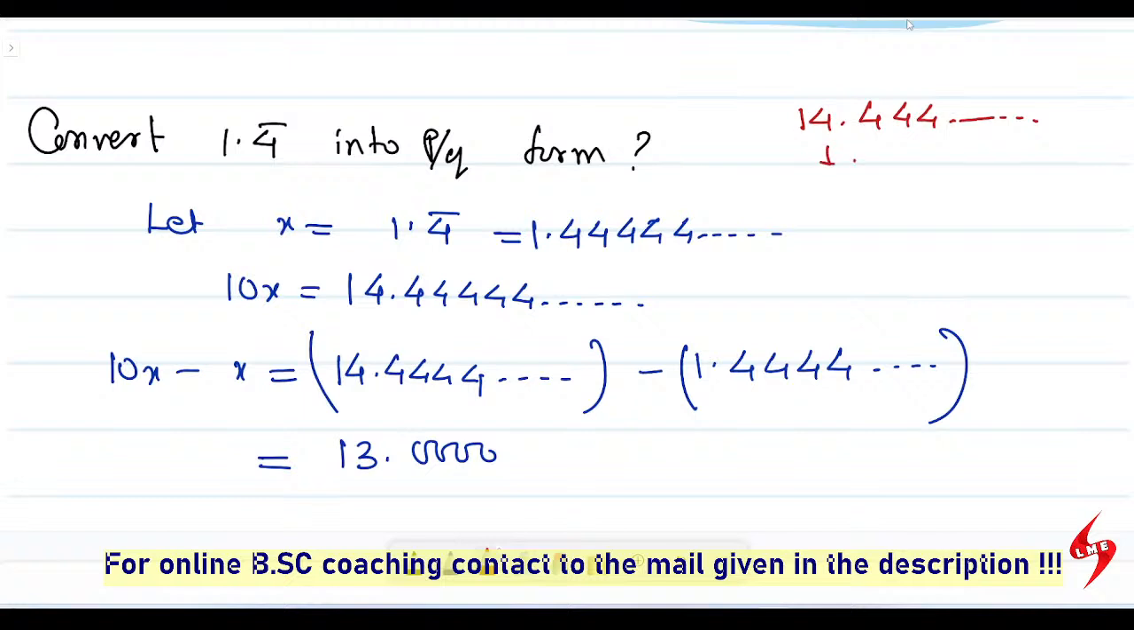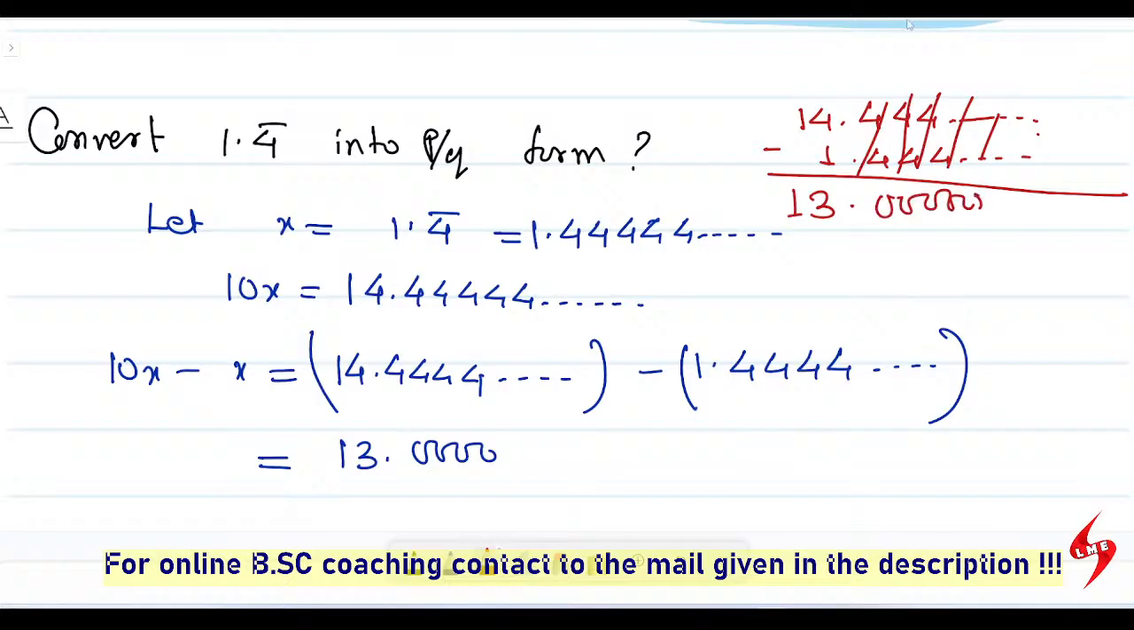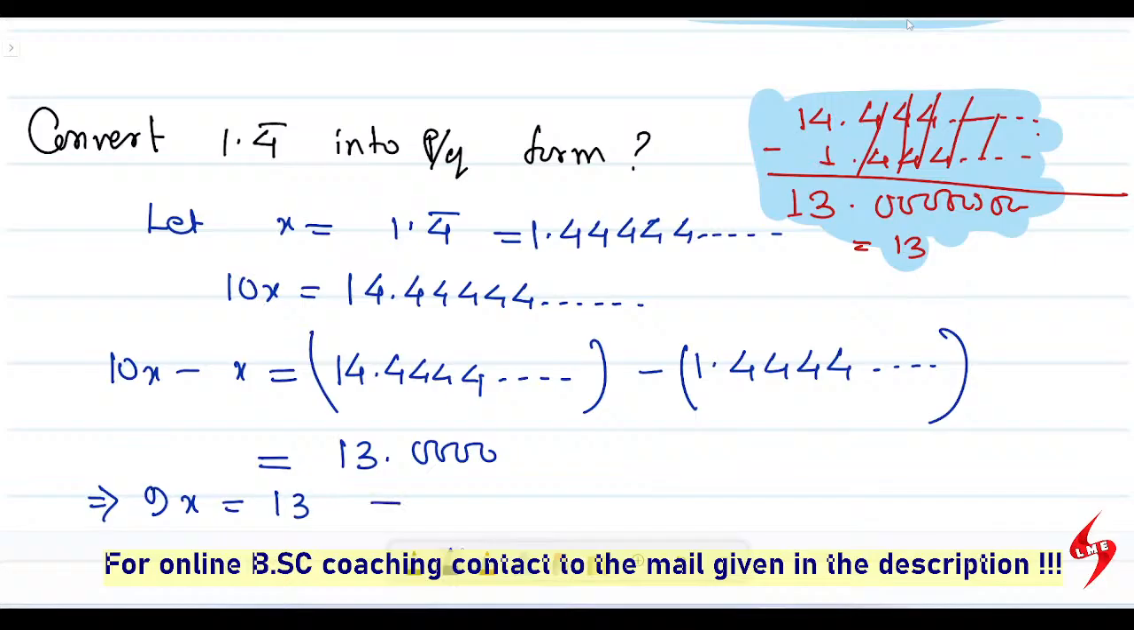If I do the subtraction here explicitly, that will look like this. So all are cancelled out, and only the left side of the decimal term will remain. The decimal term will be treated as 0 as well. So here you can see the subtraction. This is my 9x equals 13. Then definitely x will be 13 by 9. So my x was this.